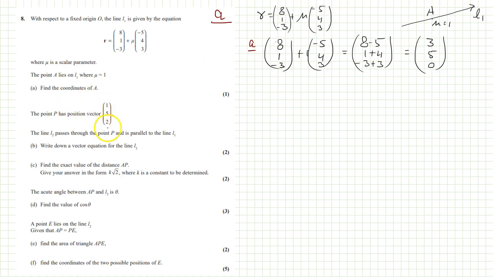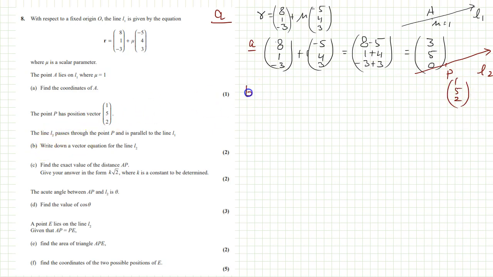Point P has a position vector (1, 5, 2). Line L2 passes through point P and is parallel to L1. Now there is another line, L2. This one is having a point P on it. These are parallels. Write down the point P has a position vector (1, 5, 2). So this is (1, 5, 2).